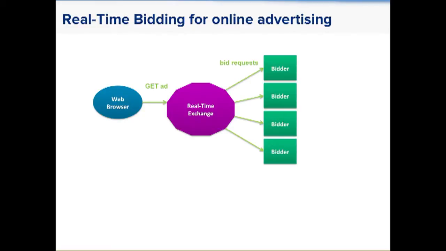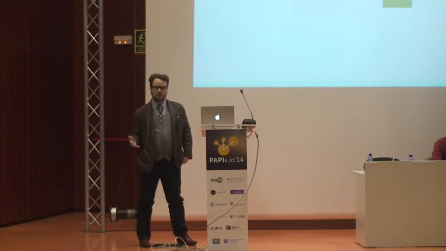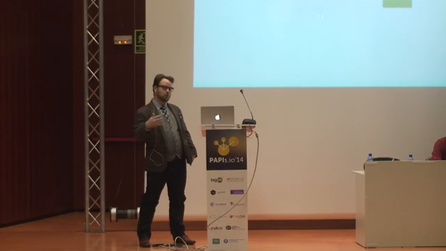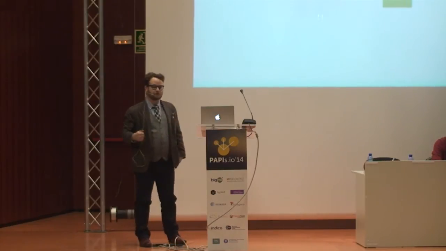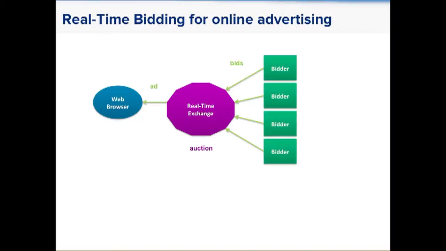And when this happens through RTB, your web browser asks what's called an advertising exchange, a real-time exchange, for an ad. Then the real-time exchange broadcasts a request to a whole bunch of other players called bidders and says, please bid for the right to show this user an ad right now. So this is impression by impression, ad by ad. These bidders respond with a bid. The real-time exchange runs an auction. The winner of that auction gets to send an ad back to your web browser, and that's how the internet determines the ads that you're going to see.